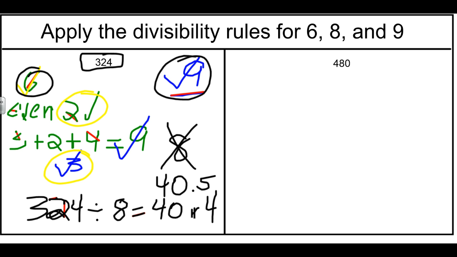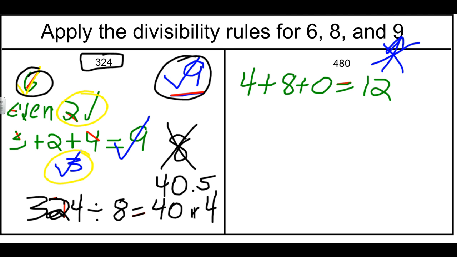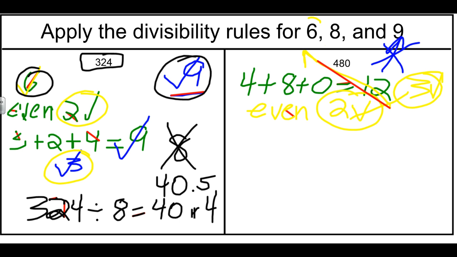Now for 480, we find the sum of the digits. We have 4 plus 8 plus 0, because 0 is a digit, is equal to 12. That is not divisible by 9. So 480 is not divisible by 9, but it is divisible by 3. And since 480 is even, it is divisible by 2. And so since it is divisible by both 3 and 2, it is in fact divisible by 6.